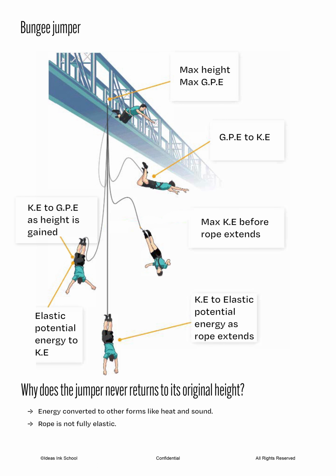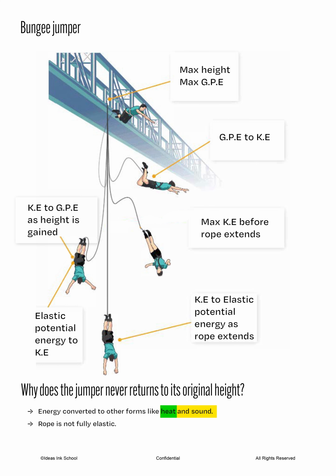However, this process is not efficient. During the jump, some of the energy is lost as heat due to air resistance and friction between the bungee cord and the jumper. Additionally, the rope is not fully elastic, therefore some elastic potential energy will also be lost as heat. This energy loss means that the jumper will not bounce back to their original height, and they will eventually come to a stop due to the dissipation of energy.